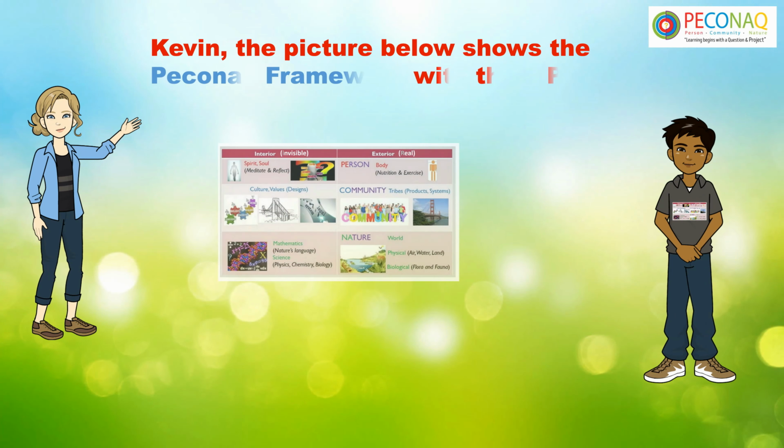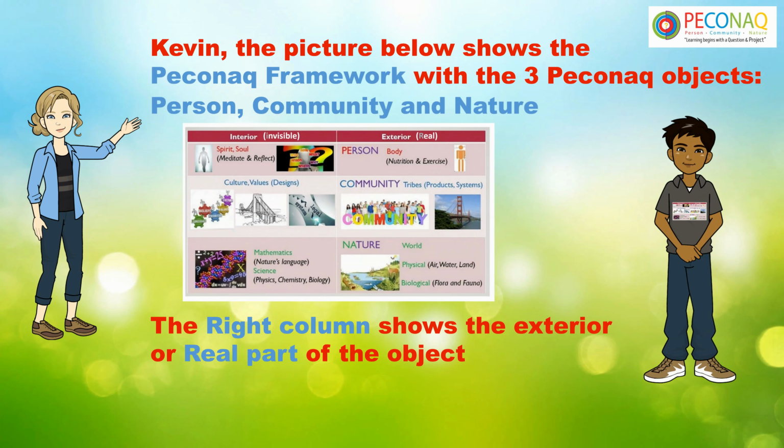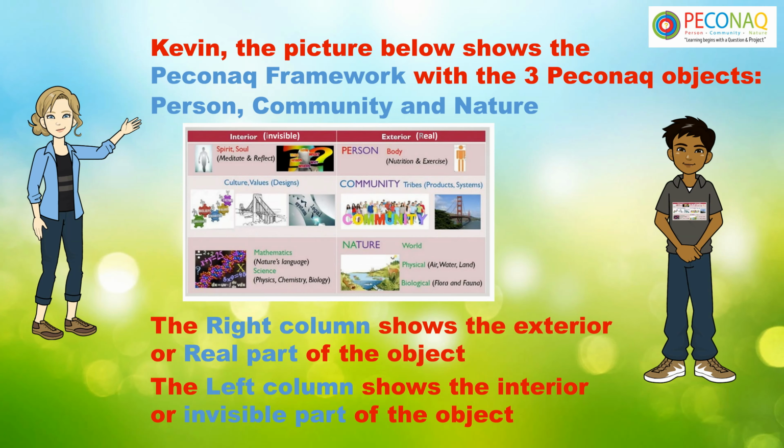Kevin, the picture below shows the Peconaq Framework with the three Peconaq objects: person, community and nature. The right column shows the exterior, or real part of the object. The left column shows the interior, or invisible part of the object.